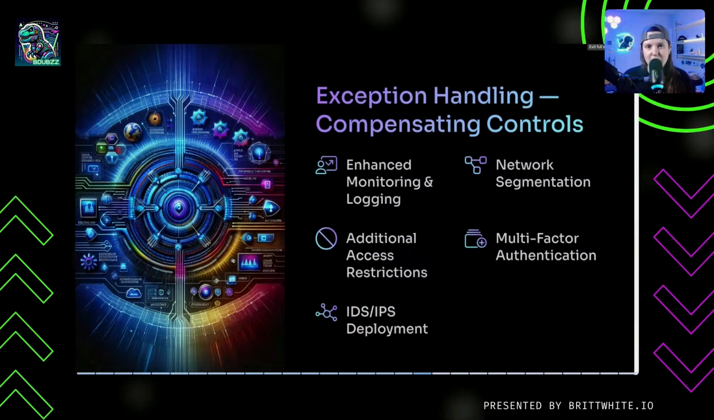First, we might enhance our monitoring and logging to provide early warning signs if something is going wrong. We can also use network segmentation to isolate these vulnerable systems from the rest of our network. Sometimes we'll add additional access restrictions to limit who can interact with these vulnerable systems. MFA is another great tool for extra security layers. Finally, we might deploy IDS or IPS systems to catch suspicious activity before it becomes a problem.